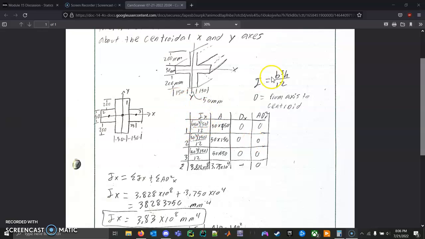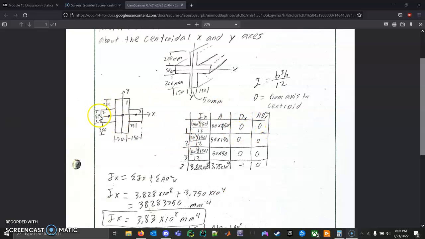For figure 1, my base is 450, which is this combined, times the 50, which is your width here, over 12. My area is going to be that 50 times 450. There's 0 on my dx from my axis of centroid, and since you have A dx squared right here, it's still going to be 0. It's actually going to be 0 all the way down, as you'll see here in a sec.